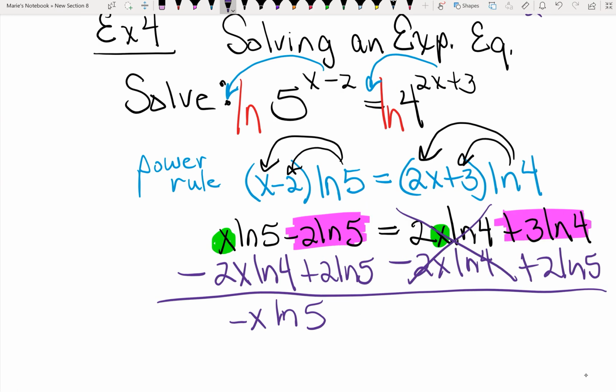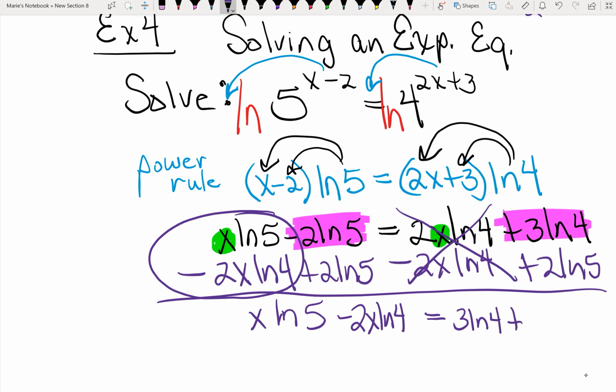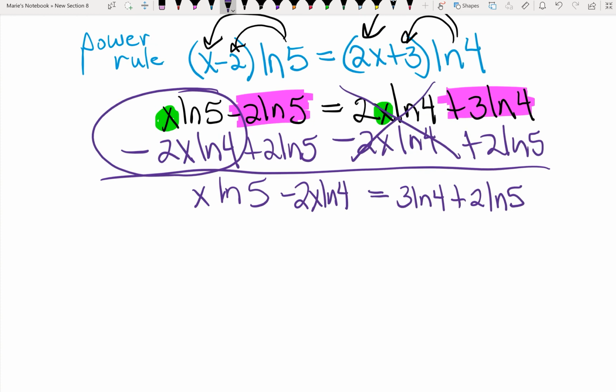Okay, so what we have here is x natural log of 5 minus 2x natural log of 4. So I'm basically just taking these two and putting them together into an equation, setting that equal to 3 natural log of 4 plus 2 natural log of 5. Now, in this case, I need you to understand our key goal is to get that x out of here. So we have x equals.